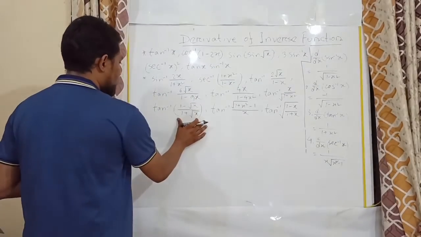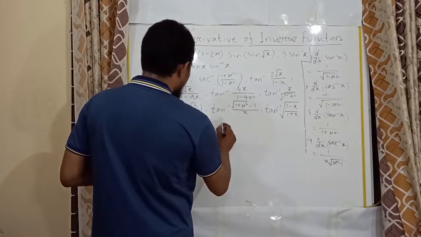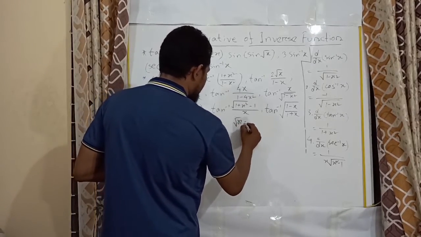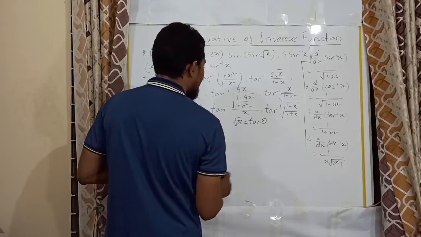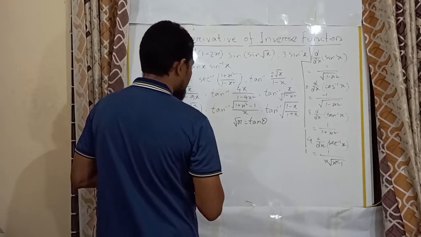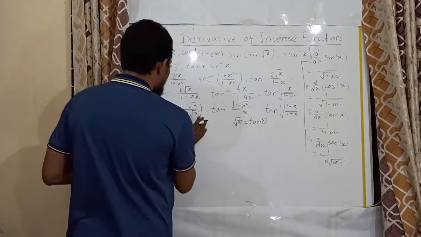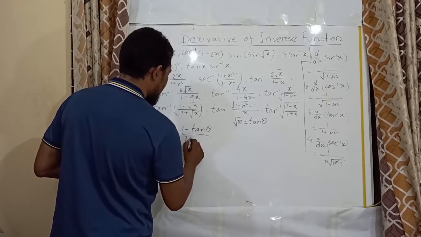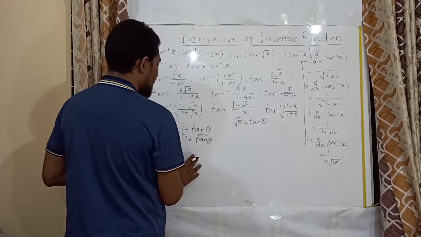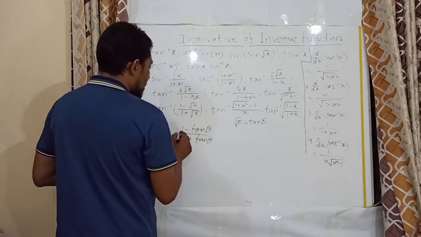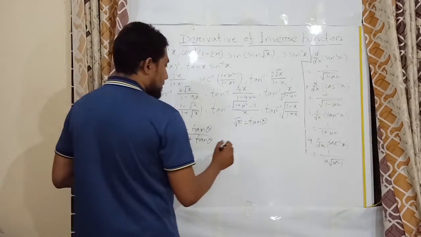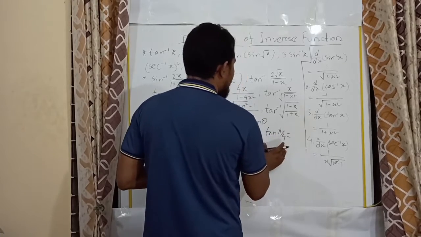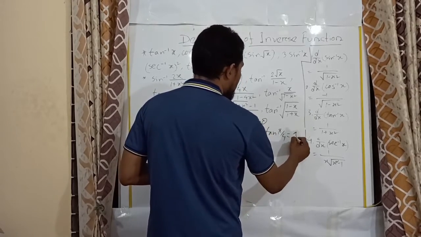So before that, we know a formula that if we take root x equal to tan theta, then we can conclude here (1 minus tan theta) by (1 plus tan theta), and tan pi by 4 equal to what? Tan of pi by 4, which means tan 45 degrees, equal to 1.